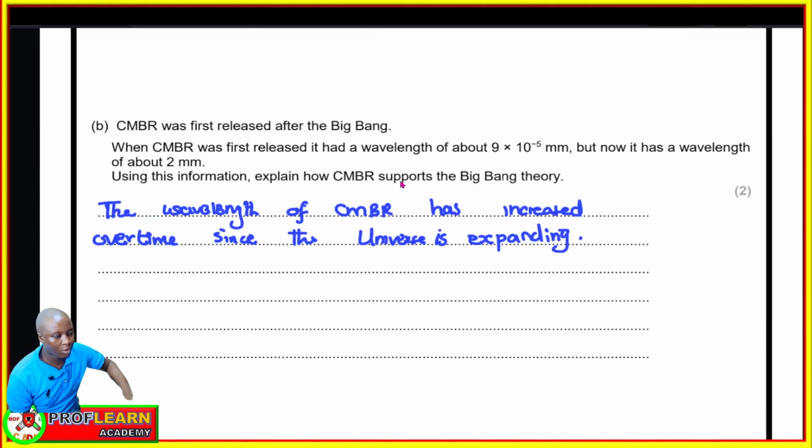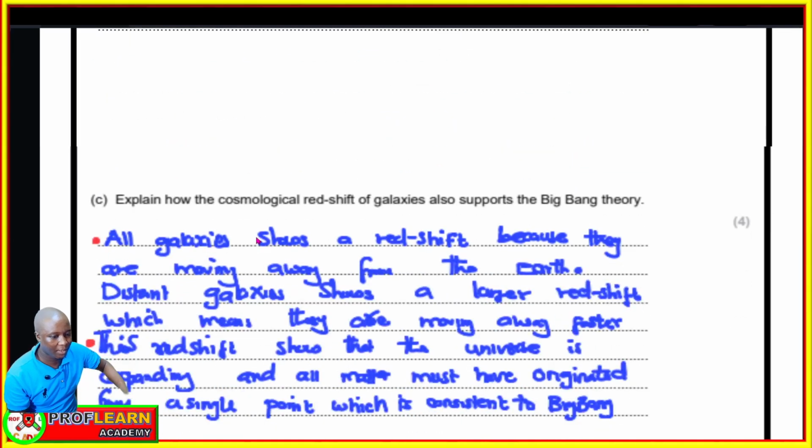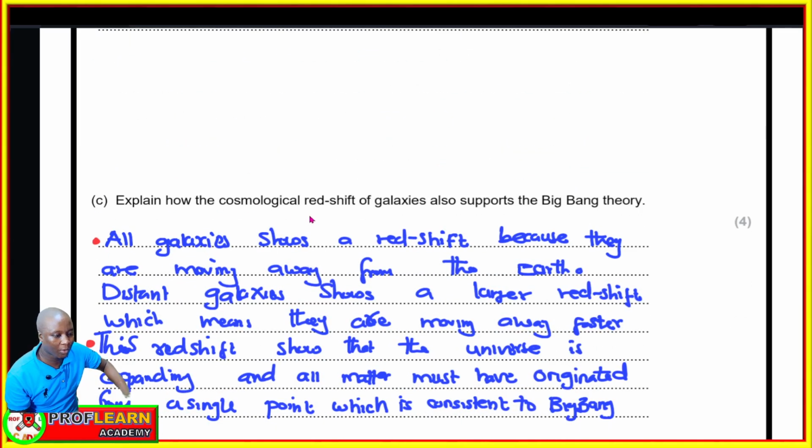Use the information to show that it supports Big Bang theory, CMBR. The wavelength of CMBR has increased since then, and over time, the universe has expanded. So basically, this serves as the evidence for Big Bang theory. Explain how the cosmological redshift, how the redshift of galaxies also supports Big Bang theory.